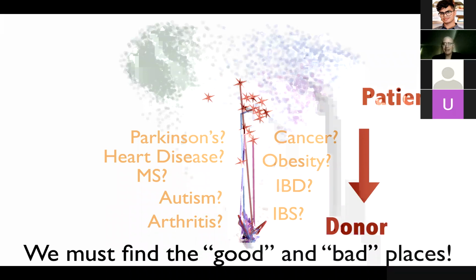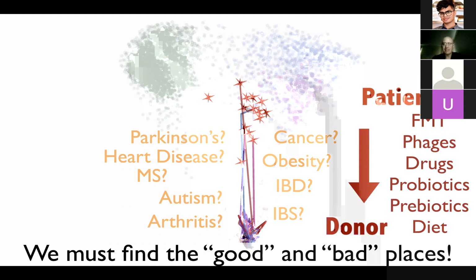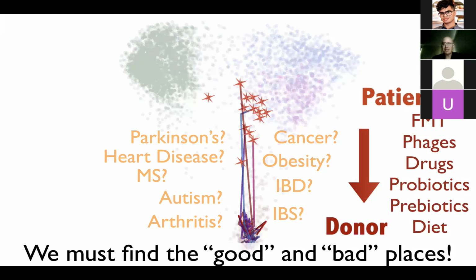And so what we need to do is find the good and the bad places on the map, but we also need to develop a kind of microbiome GPS that tells you what to do to get from the bad place to the good place, whether that's something as extreme as fecal transplant or something as gentle as diet, which has a huge impact on your gut microbiome over the longer term, or something in between like phage therapy, which we're doing here at UC San Diego, drugs, probiotics, prebiotics, and so forth. And ultimately, we want to develop this kind of system and make it so easy to use that even our children can use it.